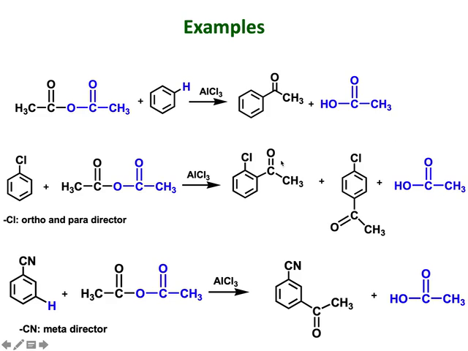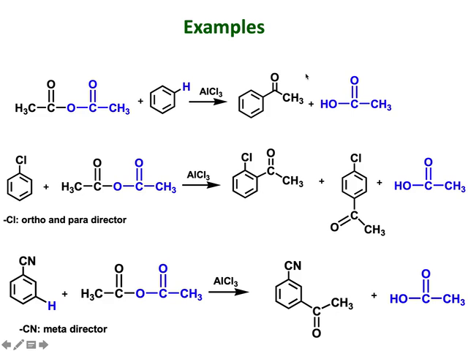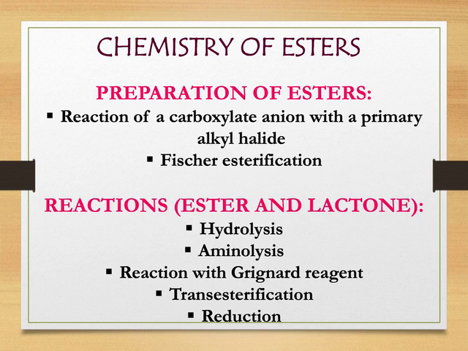Here, benzene and then it forms ketone. This one is ketone, this one is carboxylic acid. If this acid anhydride reacts with benzene, aromatic.